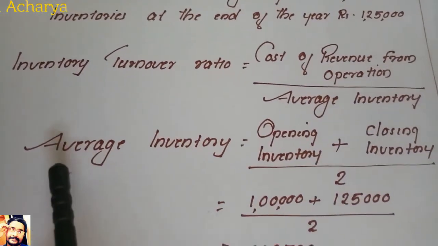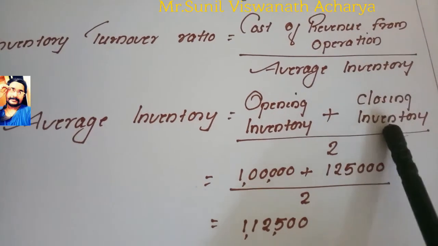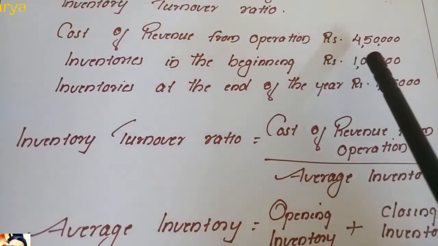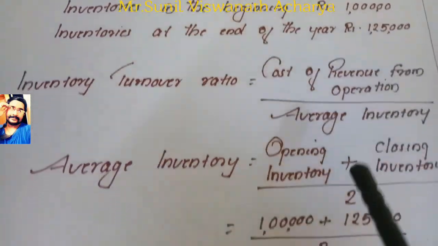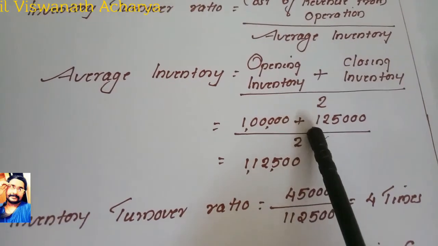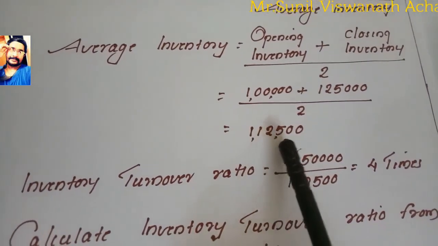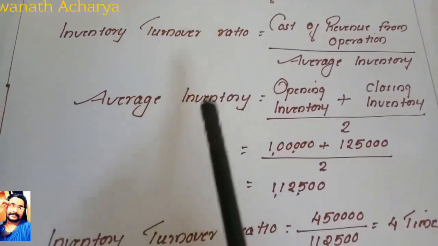We know the equation: average inventory is equal to opening inventory plus closing inventory divided by 2. In the question, opening inventory is 1 lakh, closing inventory is 1,25,000. So 1 lakh plus 1,25,000 divided by 2, we will get 1,12,500. So average inventory is obtained.